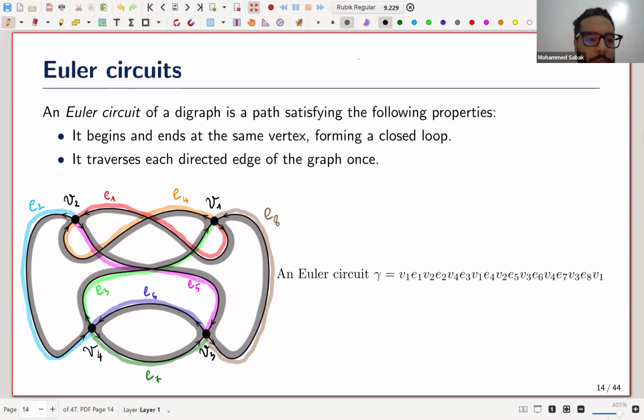As you can see, I have put some labelings on the edges. So successively, when we traverse along the Euler circuit, you will go through E1, the first edge, E2, E3, etc. So we can write this Euler circuit gamma as an alternating sequence of vertices and edges like this.